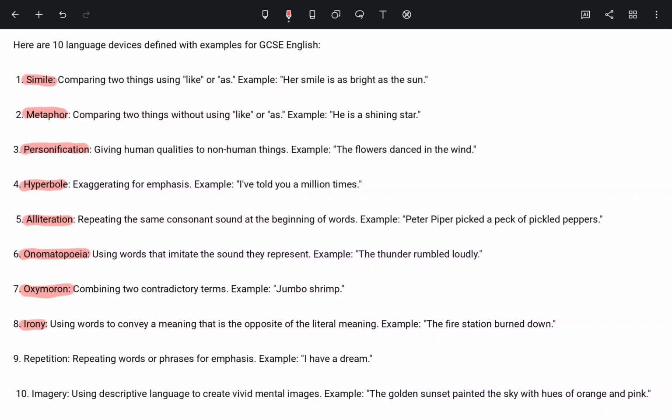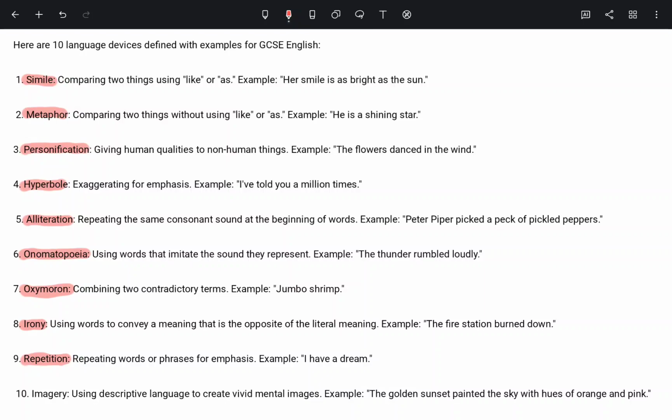Number nine is repetition. So what is repetition? It's repeating words or phrases for emphasis. So for example, I have a dream. Okay, so you may have heard of this famous speech, I have a dream. And in that speech, you do find examples of repetition. So when you repeat your words or phrases for emphasis over and over again.